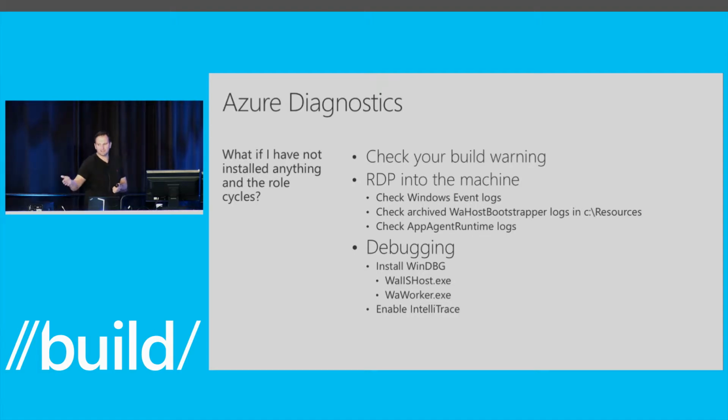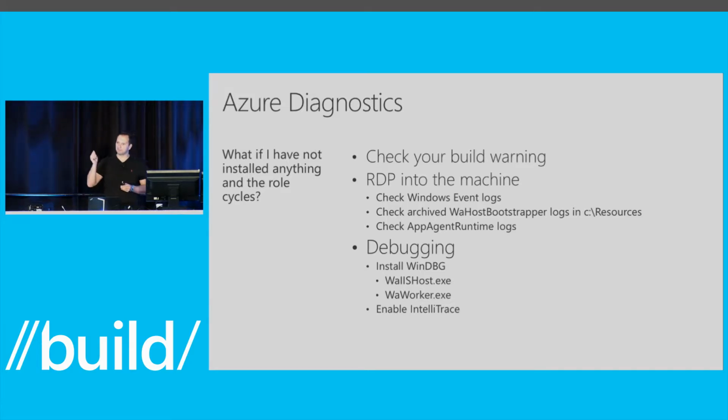And then if that doesn't help, you can go to the app runtime logs. So usually, this is really the only thing you need to do in order to get a rich set of information. And this is, I would say, 9 out of 10 cases, you know why your role is cycling now, if you do this.